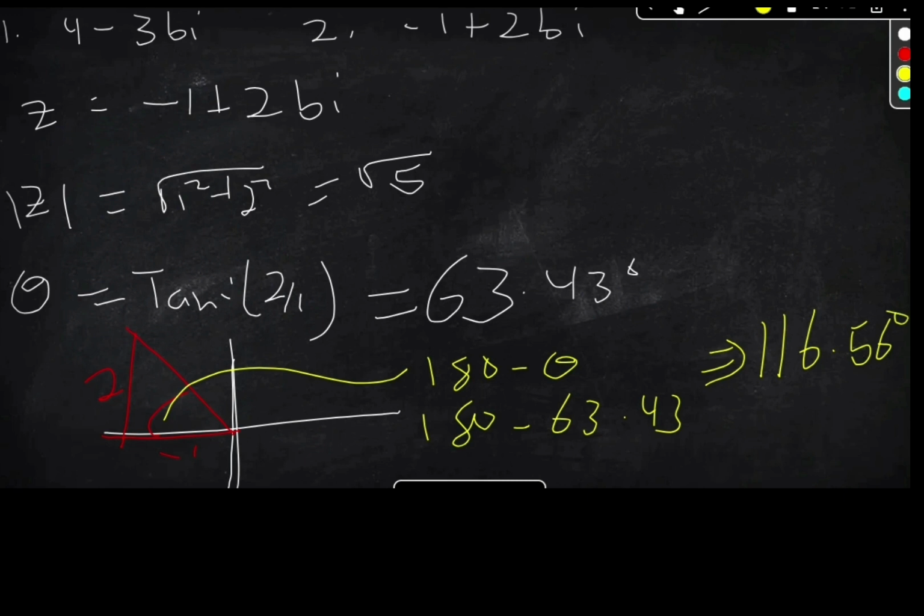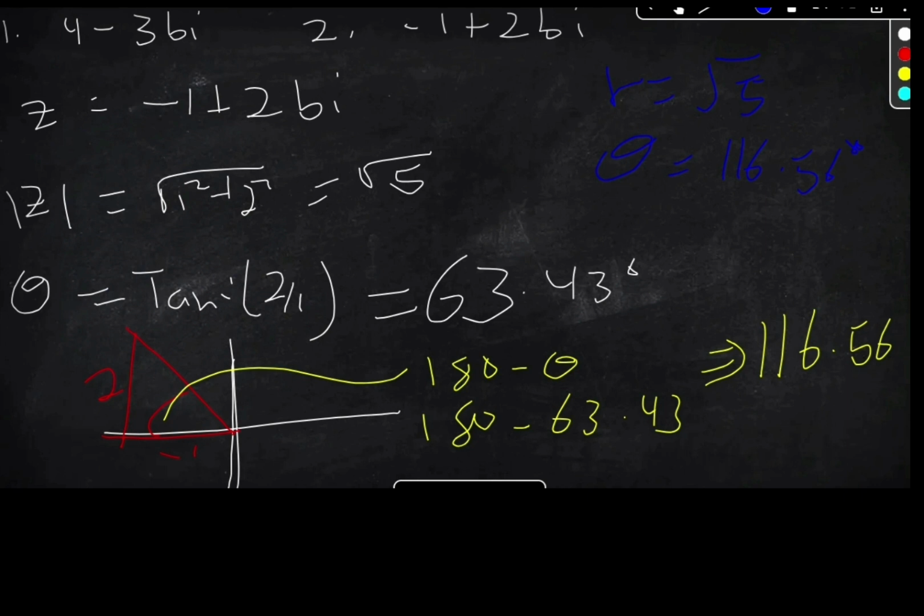Now we have our radius to be √5, and we have our angle to be 116.56 degrees. Now go on and express this in trigonometric form and in exponential form.